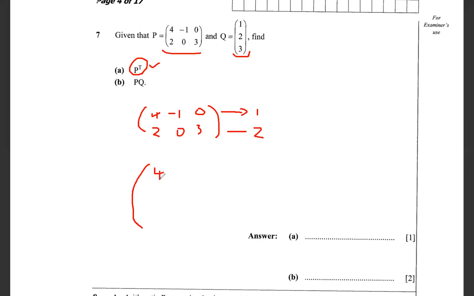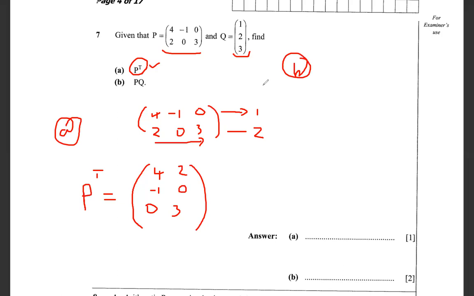So we will have 4, -1, 0. Then the second row will be written in a vertical way as the second column. So we'll have 2, 0, 3. This is what it means to transpose. So this is P transpose. So for transpose of matrices, the rows are written as columns and the columns are written as rows. This is A. Then B here, where we are told to multiply our P here.